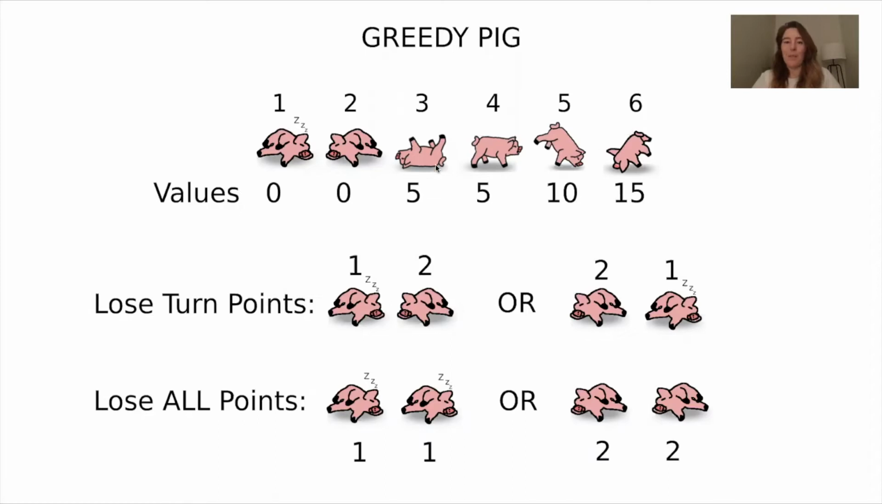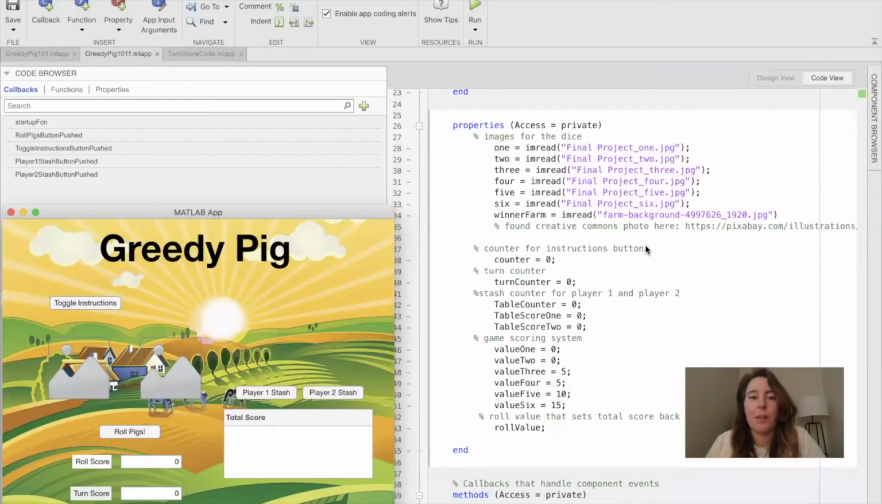So for example, if you get two 3s, you're going to get 10 points normally, but you're going to get 20 points because it's double. But if you roll a 1 and a 2 or a 2 and a 1, you're going to lose all of the points from that turn, and it's the next player's turn. However, if you roll two 1s or two 2s, you're going to lose all of your points for the entire game. So let's quickly go over the actual game board.